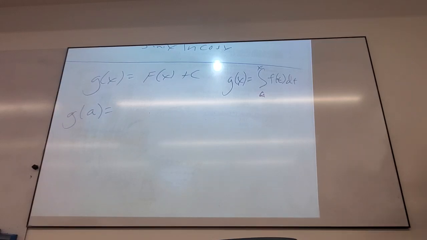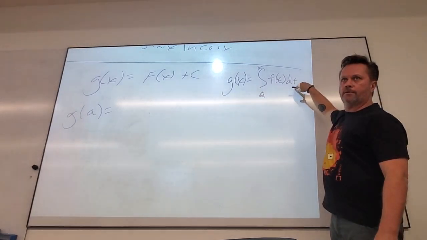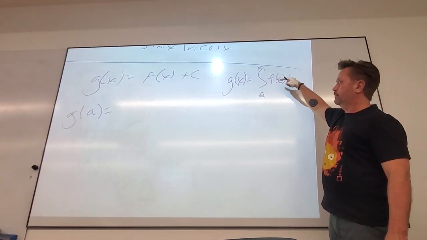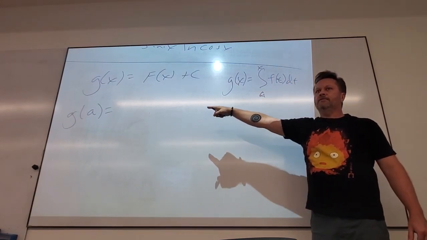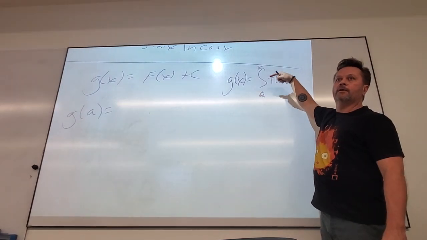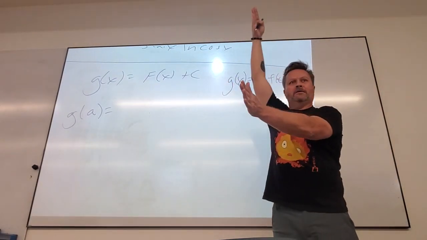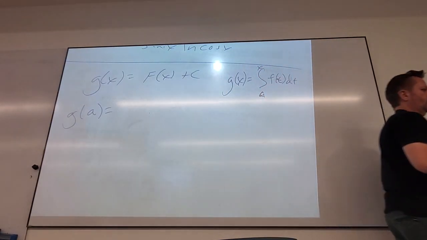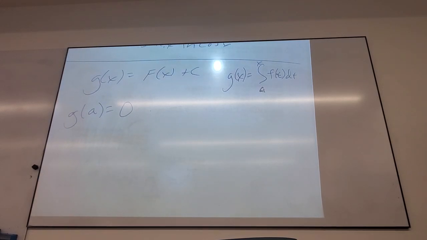And you have to remember what this represents. What does this symbol represent? The area inside the curve under f from a to x. So if I put an a in, that would be the area under the function from a to a. If you go from a to a, what's the area? Zero. It's got no width. So what's g of a? Zero.